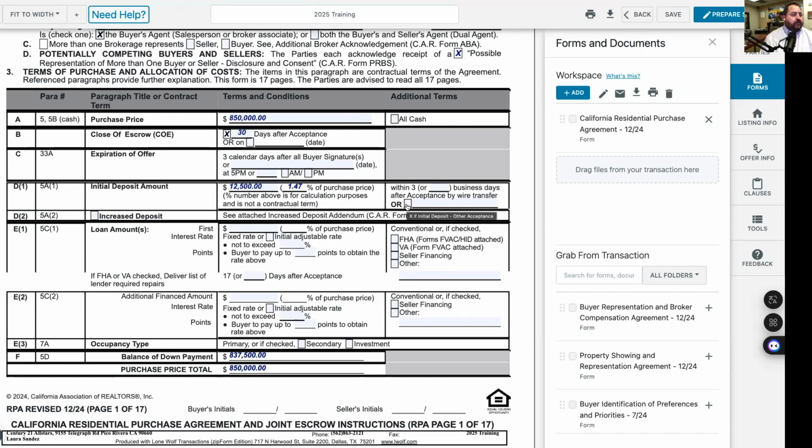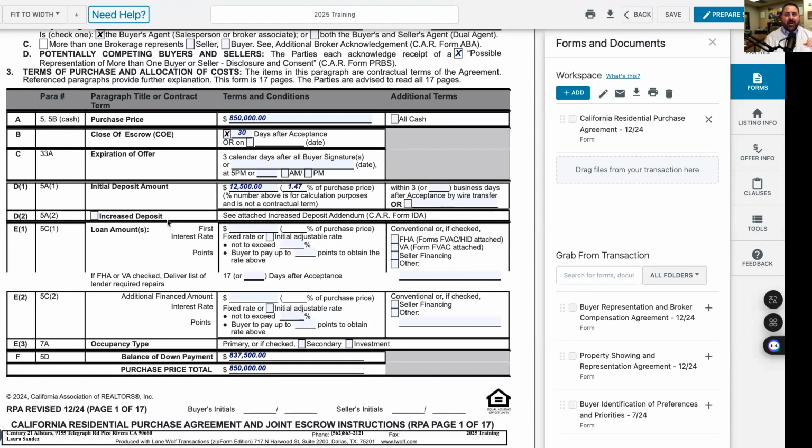Okay. Questions about the deposit? No? Okay. If you guys have any questions, remember, just raise your hand, put it in the chat, and I'll get to you as soon as I can. So that's the deposit.